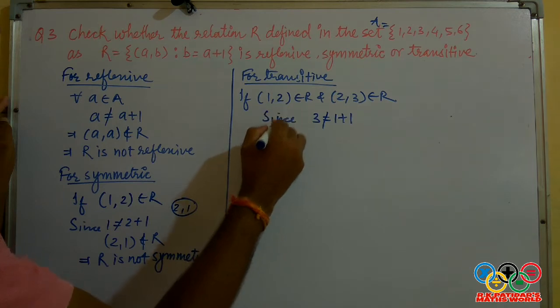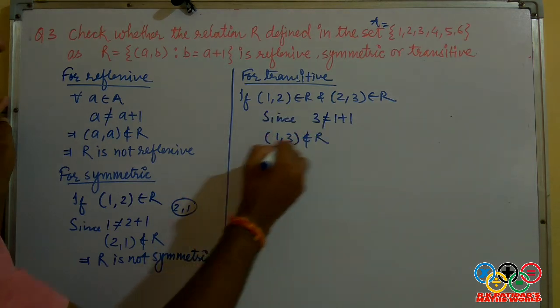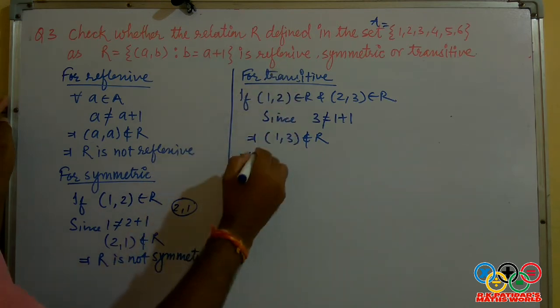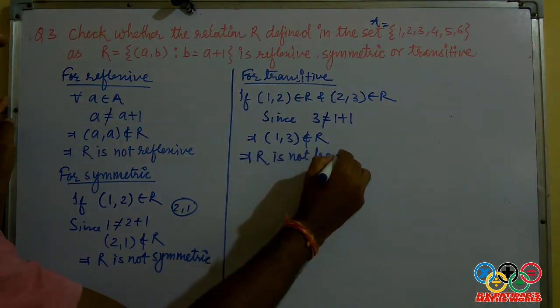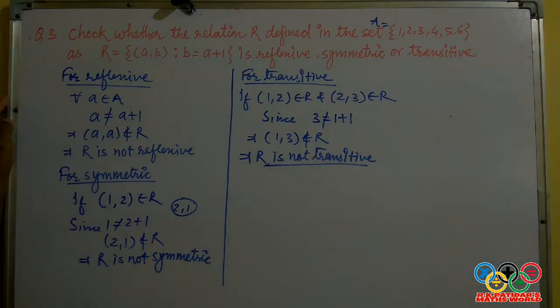ये इसके इक्वल नहीं है. इसका मतलब क्या हो जाएगा? (1, 3) does not belong to R. ठीक है, (1, 3) does not belong to R means ये क्या होगा? ट्रांजिटिव नहीं होगा. So R is not transitive. This relation is not transitive relation.